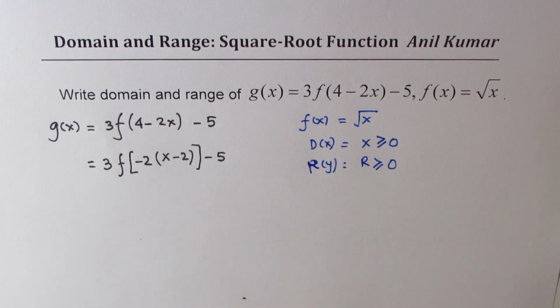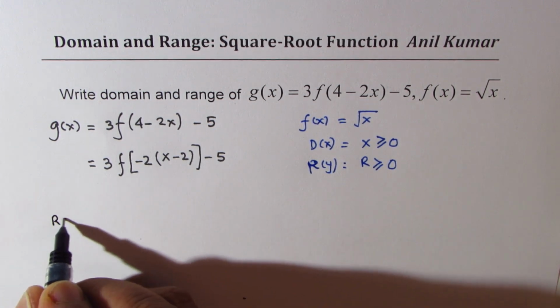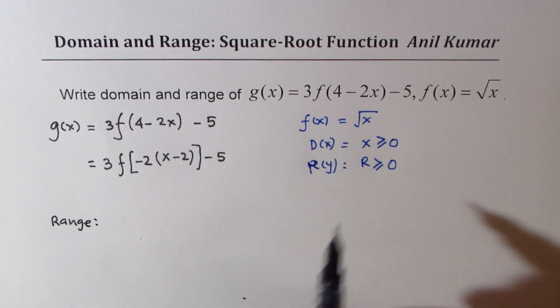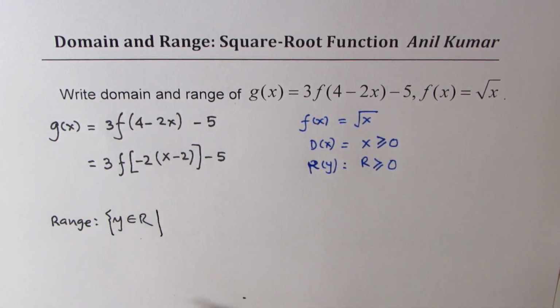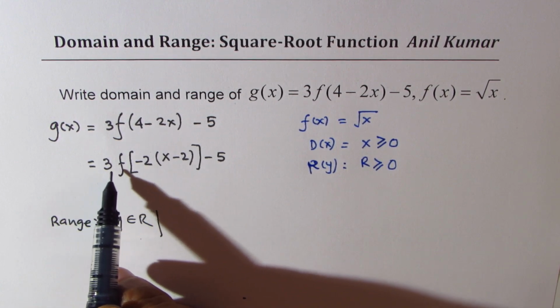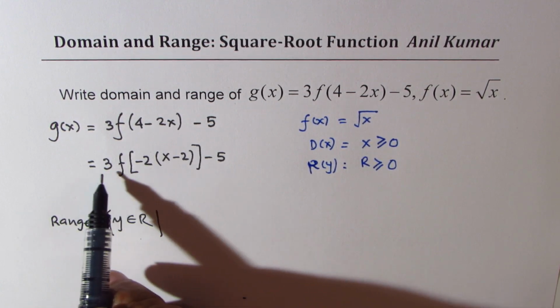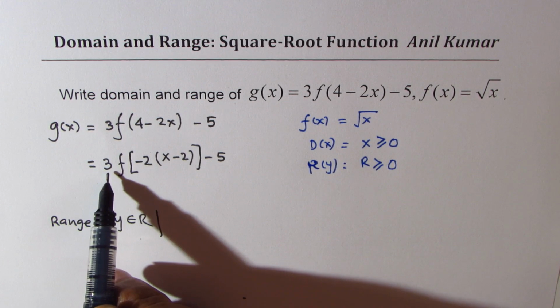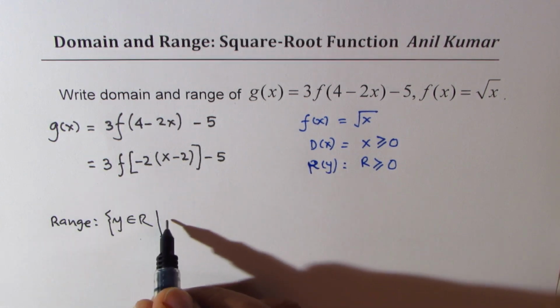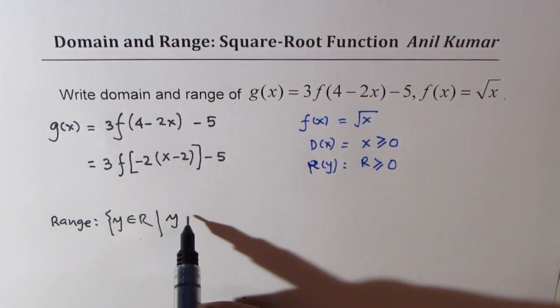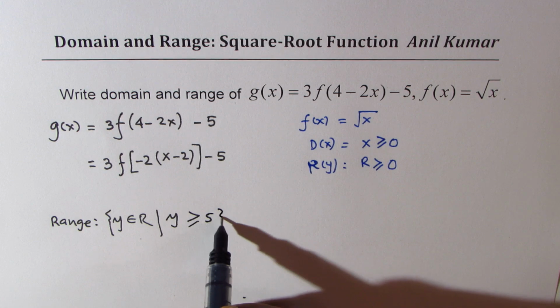So in this particular case, as far as the range is concerned, let me write that first: y belongs to real numbers, so that, and this vertical stretch will not change anything about domain and range. Only translations will change. So the range becomes y greater than or equal to minus 5.